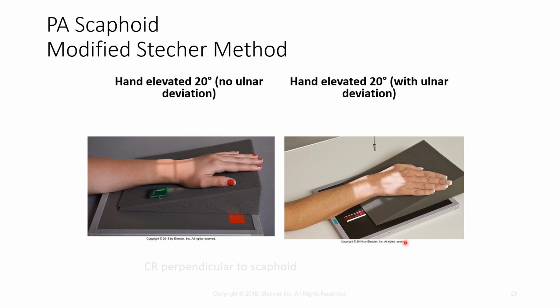So the only real difference between the PA axial with ulnar deviation and the modified Stecher is that the central ray is angled on the PA axial scaphoid, but on the modified Stecher, you don't angle the central ray, it's perpendicular. You angle the hand by utilizing the sponge under the patient. So both of those views are to demonstrate the scaphoid.